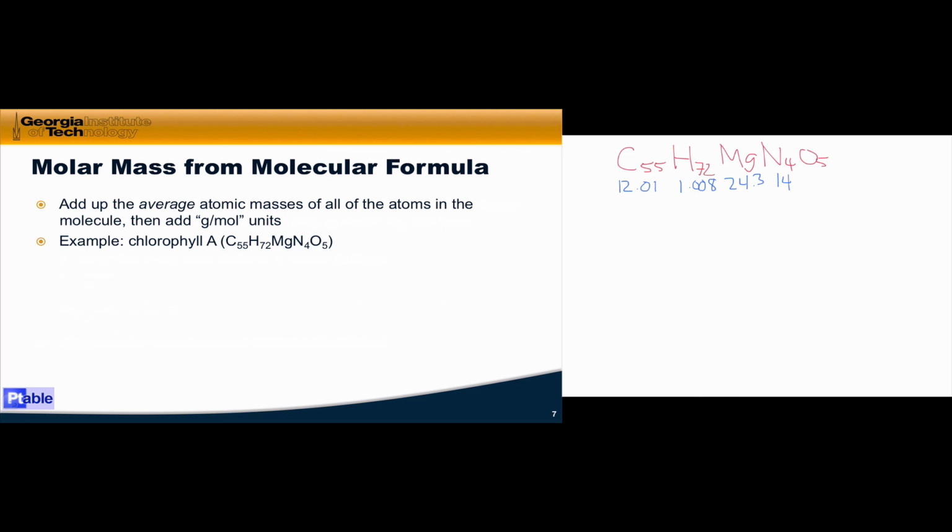And oxygen is 16. So now we take each of those average atomic masses for the individual elements and multiply them by the number of atoms present within the molecule. 55 times 12.01 plus 72 times 1.008 for hydrogen plus 24.3 times 1 magnesium atom plus 4 times 14 for nitrogen, and finally plus 5 times 16 for oxygen. And when we do this, we get an overall molar mass of 893.4 grams per mole.